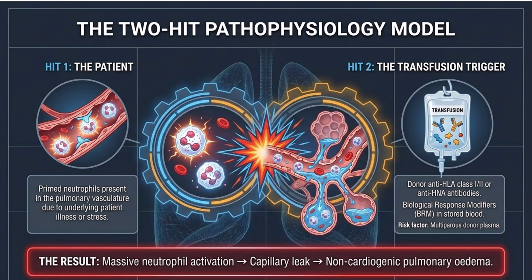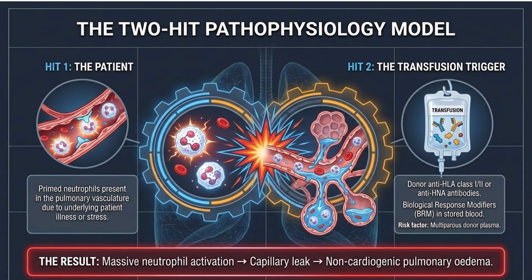Hit 2 is the transfusion trigger. This is the detonator. The two main mechanisms: immune mechanism first, that is the donor anti-HLA class 1 antibodies or anti-HNA antibodies in the donor plasma recognize the corresponding antigen on recipient neutrophils. This activates the antibody neutrophil interaction, which leads to massive neutrophil activation. Then the non-immune mechanism, that is the biological response modifiers: lipids, cytokines, reactive oxygen species accumulated during blood storage directly activate primed neutrophils without requiring a specific antibody.